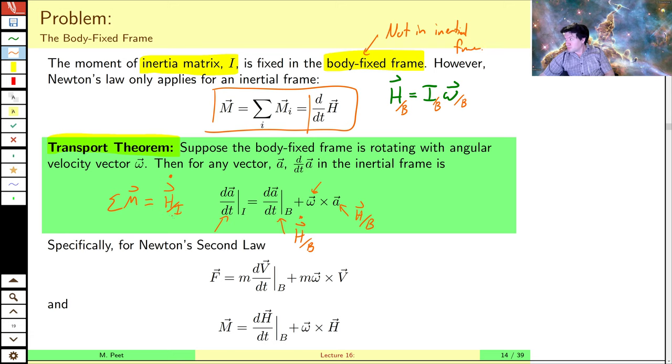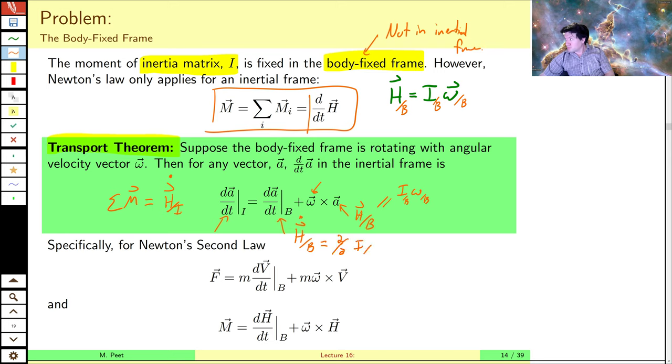So this allows us to then set on the left-hand side the sum of the moments equal to the rate of change of the angular momentum vector in the inertial frame, which we can then express as the rate of change of angular momentum in the body fixed frame plus the rotation rate crossed with the angular momentum vector in the body fixed frame. Now, this is relatively easy to express. That's equal to I omega, body.